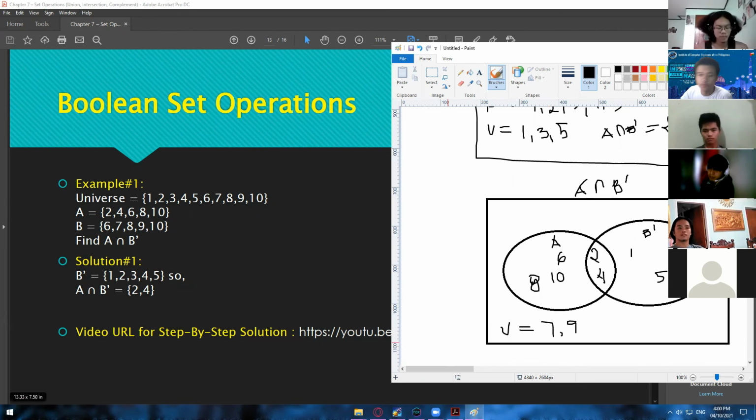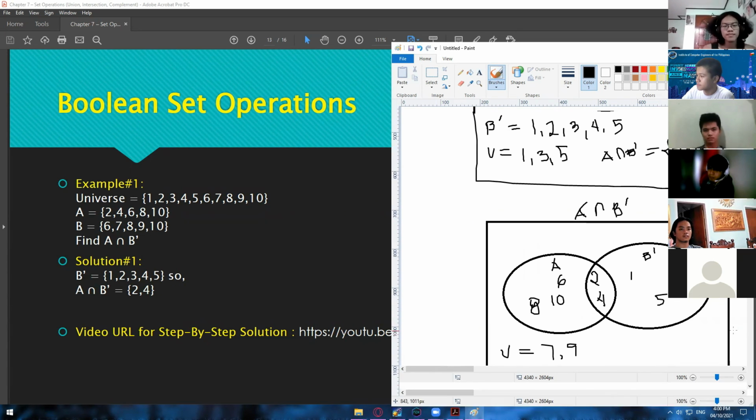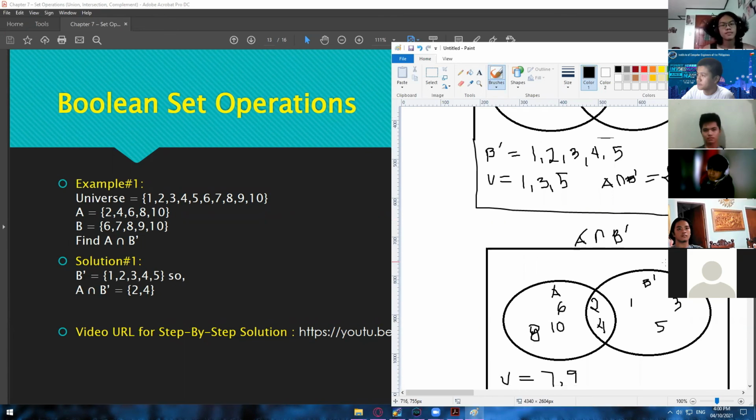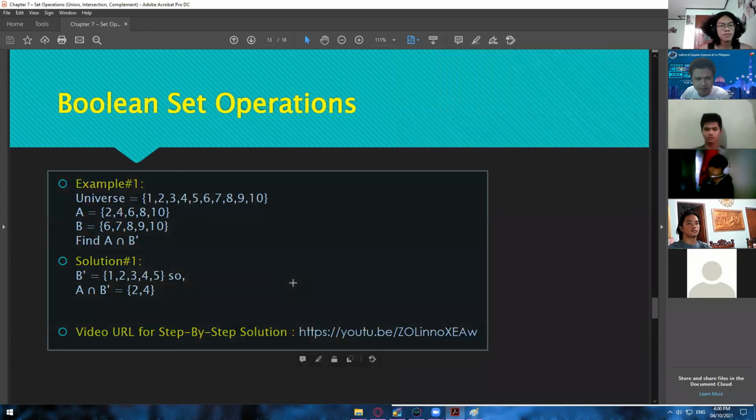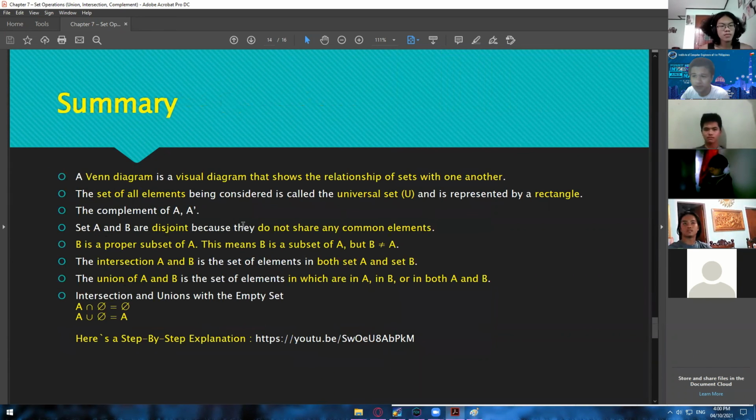So are we clear so far regarding this example number 1? So are we good or no? Anyone who has a question or clarification, maybe? All right, so it seems that there is no question. Anyway, let's now proceed to the summary.